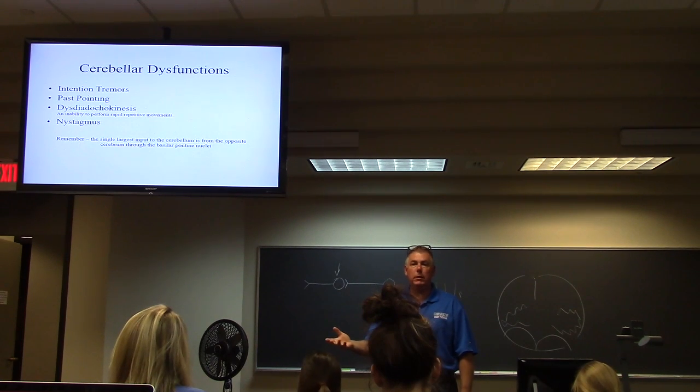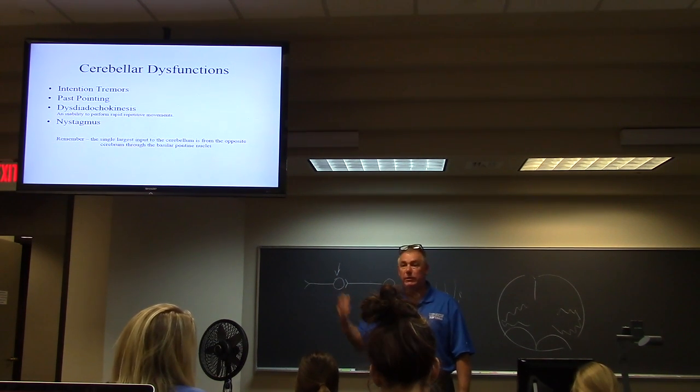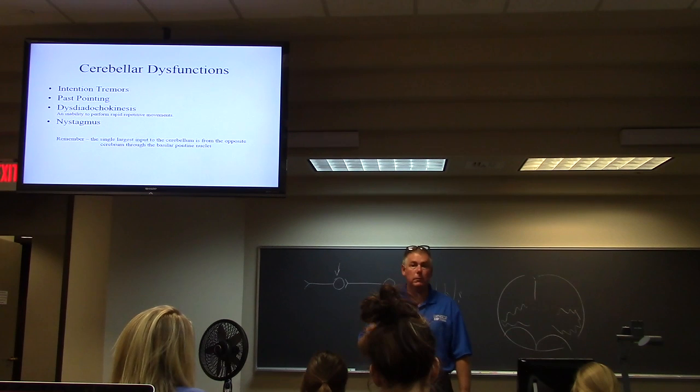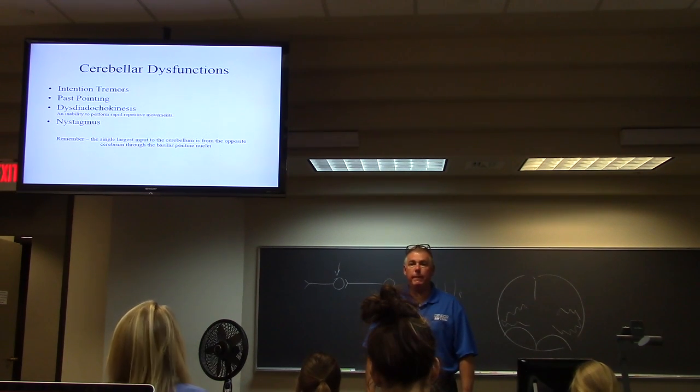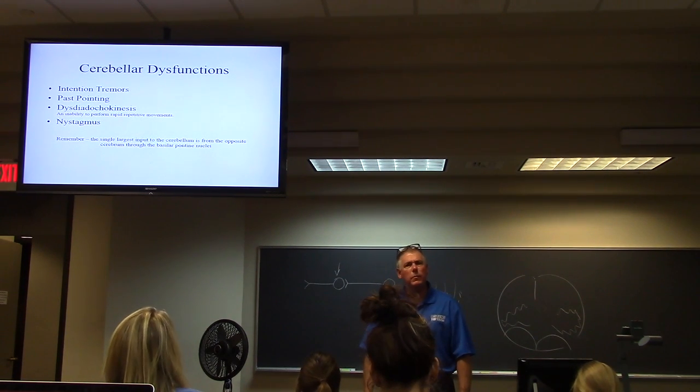Everything else is extrapyramidal, particularly the basal ganglia, the substantia nigra, the cerebellum, because it's not corticospinal.